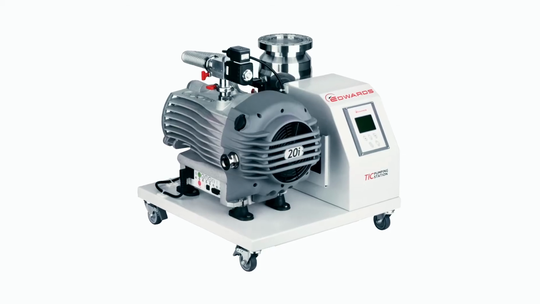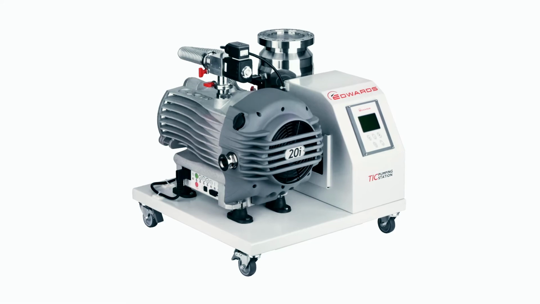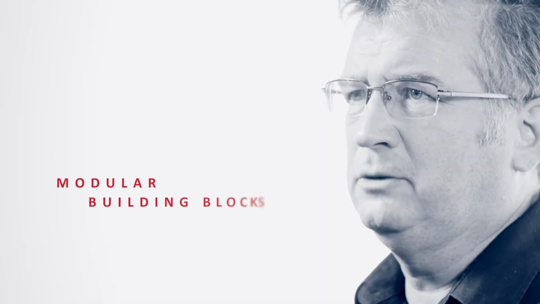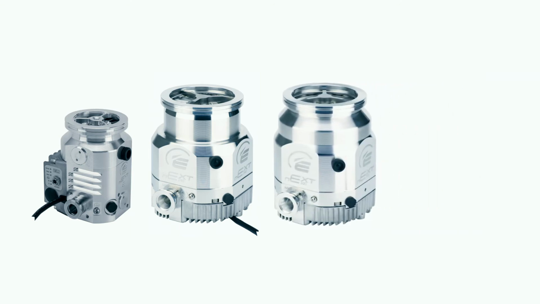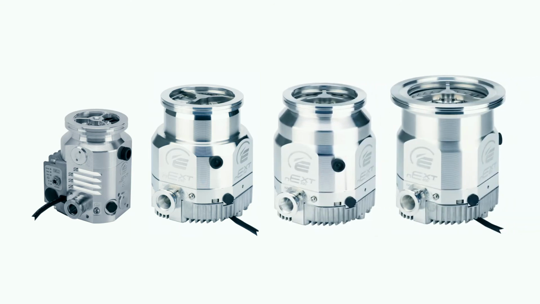Our TIC Turbo cart is a more sophisticated package, allowing the user to configure a pumping system from modular building blocks to suit the exact demands of the application. First, select the turbomolecular pump and inlet flange from our NEXT 85, 240, 300 and 400 range of turbos, with pumping speeds between 47 and 400 litres per second.